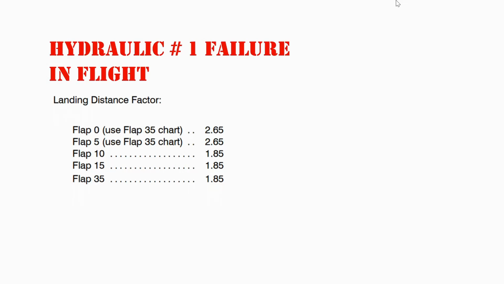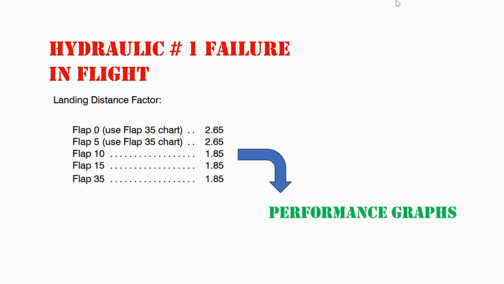If using flaps 35, it will be 1.85. These are numbers that you multiply by the runway length at the destination, but there is a way to do it. So how do we do this? You look at your performance graphs. Performance graphs are in the initial pages of the QRH as well as in your AOMs and the flight planning manuals. What I've done here, the planned landing flap, let's say, is 35.